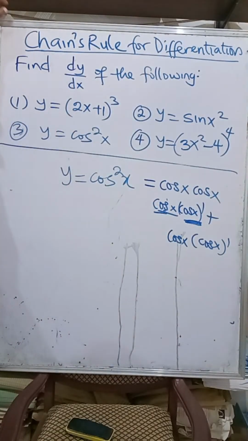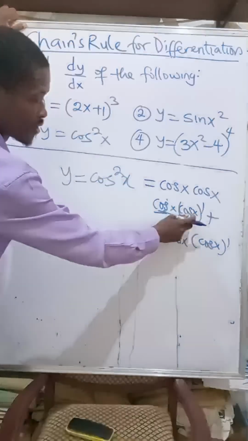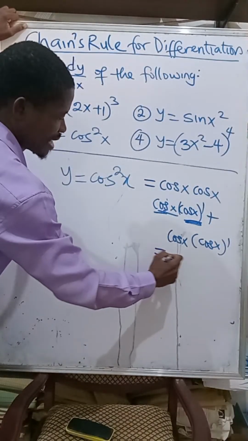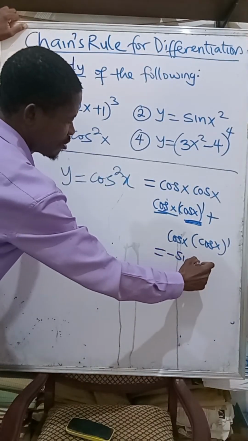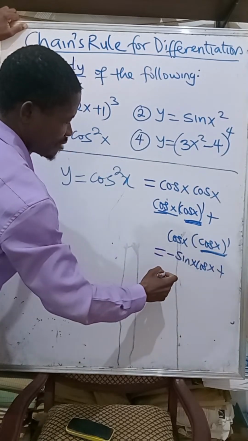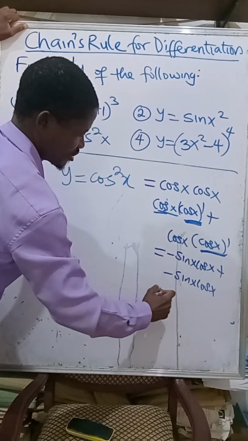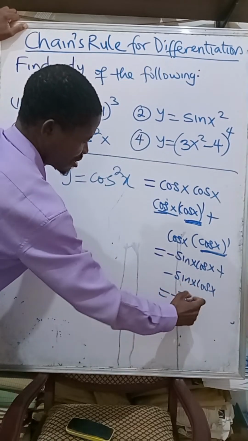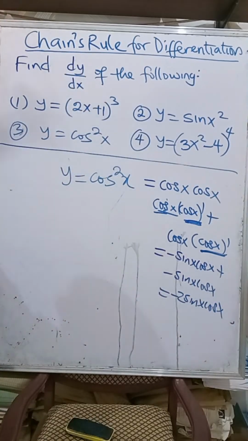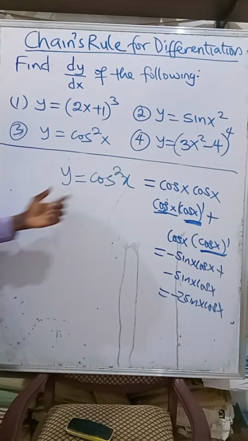That's your product rule. So if you apply that, the derivative of cos is minus sine. So it's going to be equal to minus sine x cos x plus the same thing also here. This minus sine, so that will be minus sine x cos x. So if you differentiate that, it's going to give you minus 2 sine x cos x. That's for the product rule. But we don't want to apply product rule. We want to use our chain rule.